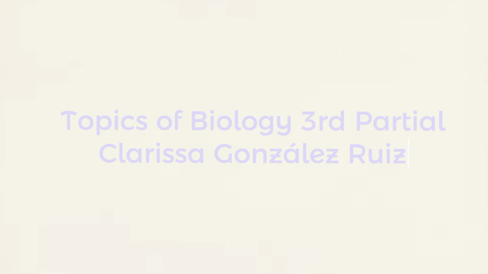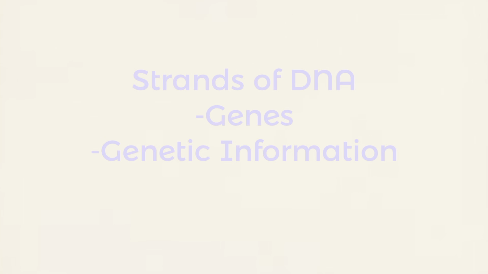In this video, I will explain the main topics of biology in this third partial. The first topic is chromosomes. What are chromosomes? Chromosomes are strands of DNA with genes and genetic information. They are located in the nucleus of the cells.